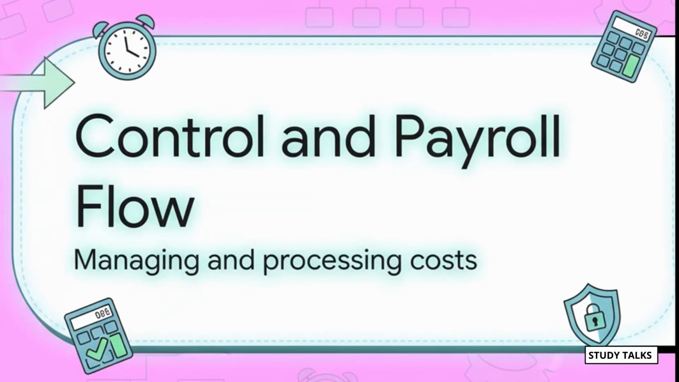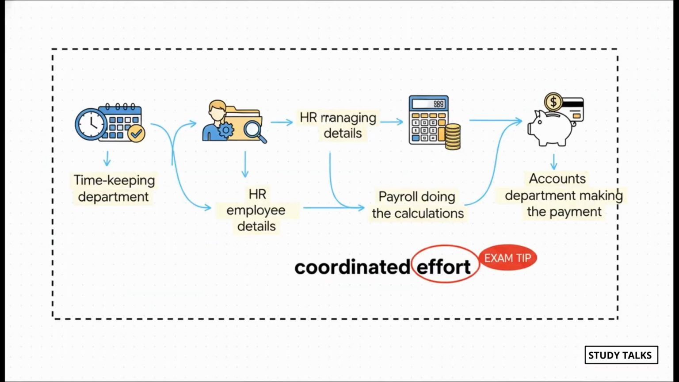Okay, so we know what the cost is made of, but how does a company actually manage all this? This section is about the process, the system. And it's not just about paying people on time, it's about having controls to make sure the numbers are right and to prevent any fraud. You can see from this diagram, it's like a relay race. It's not just one department's job. Information gets handed off from timekeeping to HR to the payroll department and finally to accounts. Each one has a specific role to play in getting the final paycheck right.